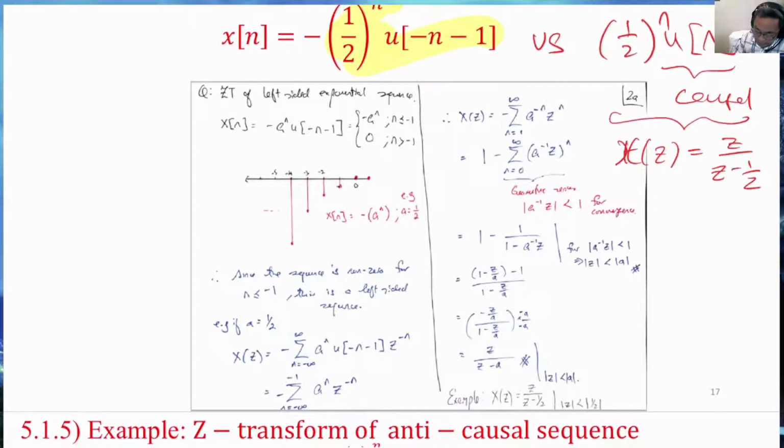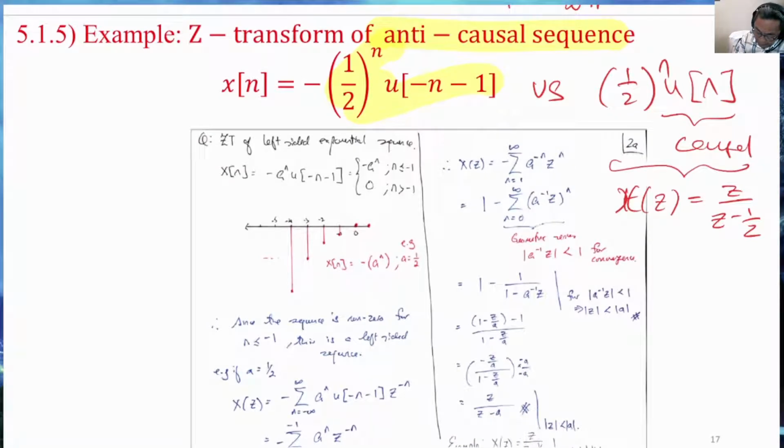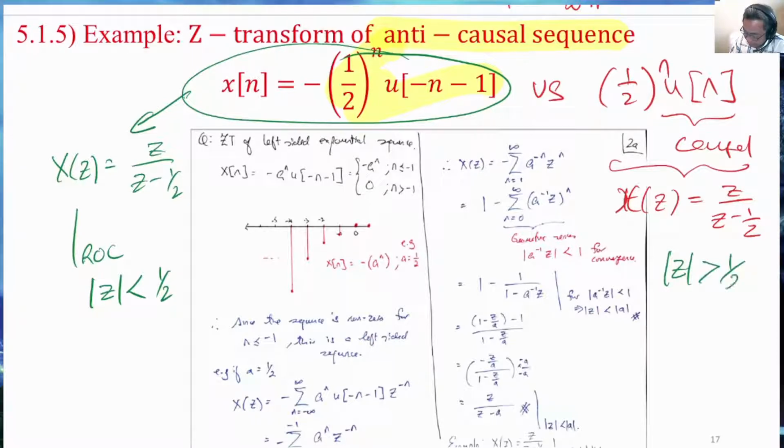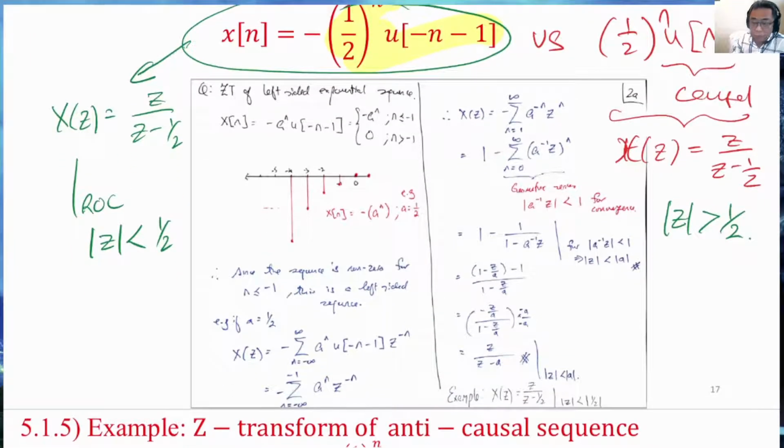In this particular example, this sequence, which is an anti-causal sequence, later on you realize that X of Z also has exactly the same Z-transform. The only difference is that the region of convergence is that the absolute value of Z must be less than half, while on the right hand side, the absolute value of Z must be greater than half. So go through the math and you'll realize that although they have the same Z-transform, it is the region of convergence that differentiates between the two.